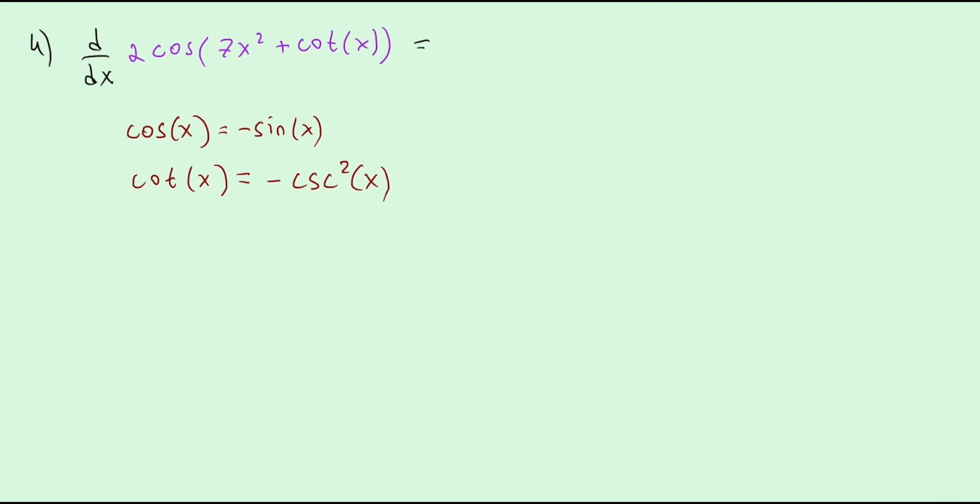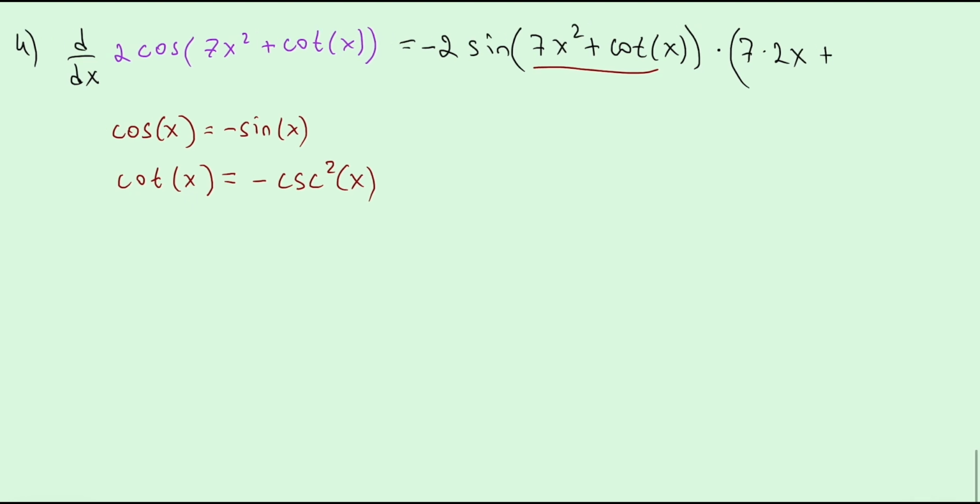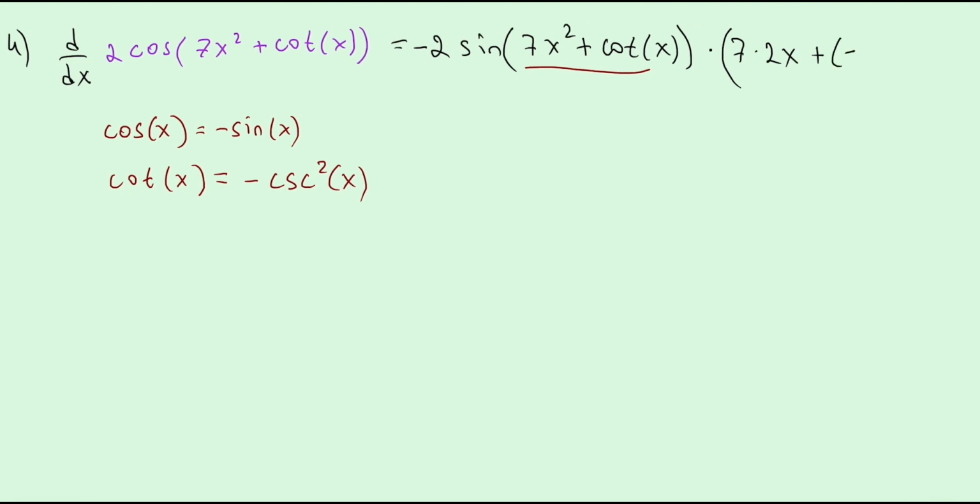Now let's find the derivative. We pull the 2 out first, and then we find the derivative of cosine, which is negative sine of the same function, 7x squared plus cotangent x, times the derivative of the inside function, which, using the chain rule, will be 7 times 2x to the first power, plus the derivative of cotangent, which is negative cosecant squared x. The rest will be simplified.